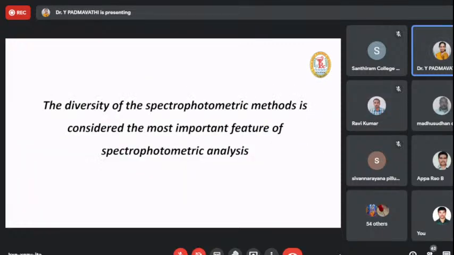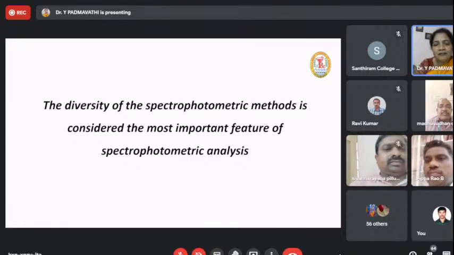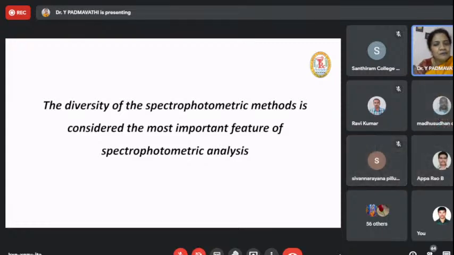So today's topic is manipulation techniques in spectrophotometric methods, that is, doing spectral manipulation by using mathematical techniques. I'll just introduce some concepts of spectrophotometric methods before going into the topic. The spectrophotometric methods are the most widely used techniques.